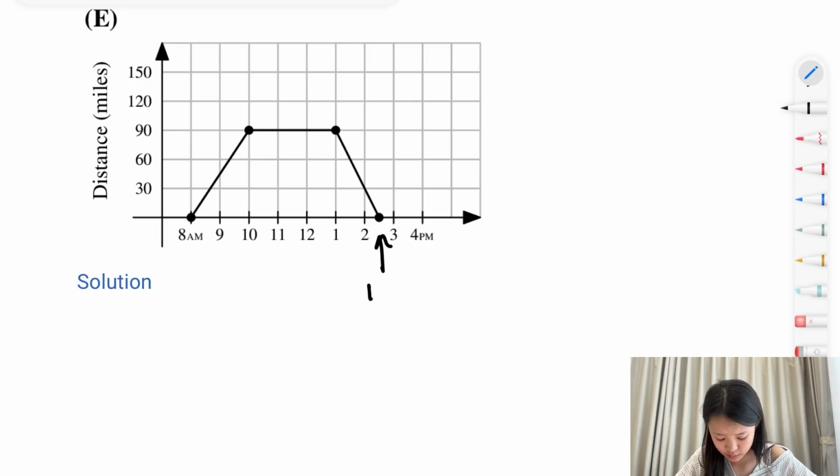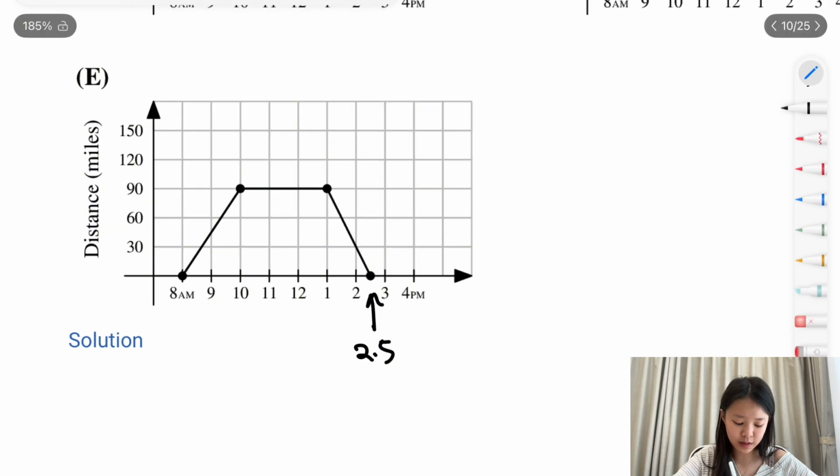So this point is 2.5, which is exactly 1.5 hours after 1 hour. So the answer is E.